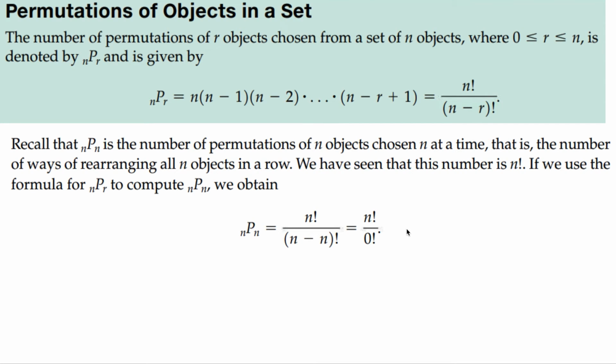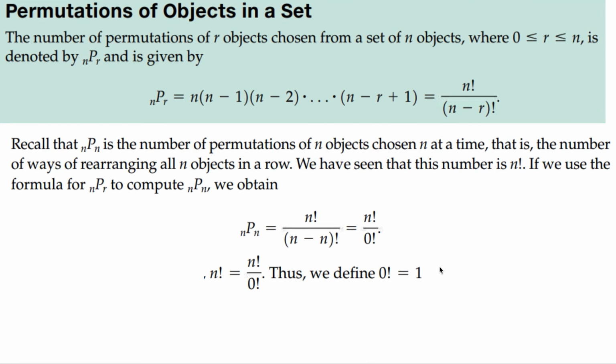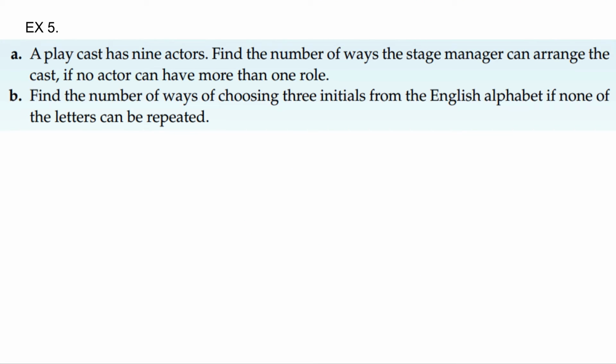But we also know this is the same as n factorial, because when you are using all the people, it's the same as n factorial. That means 0 factorial is 1. So remember that 0 factorial is always 1. 0 factorial is not 0. I'm saying this again, 0 factorial is 1. Knowing that, we can solve every problem that is related to permutation.